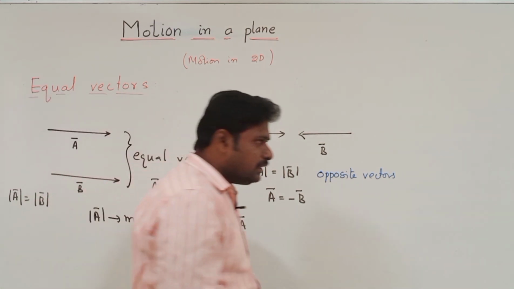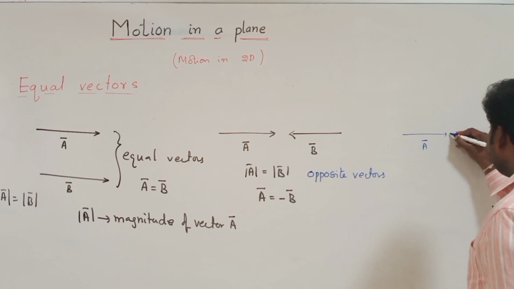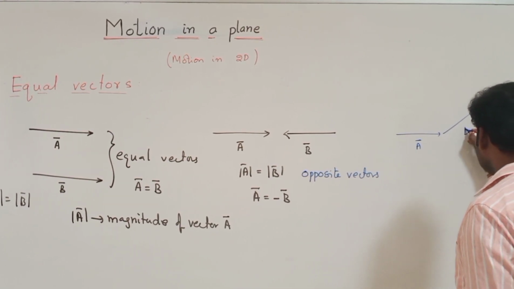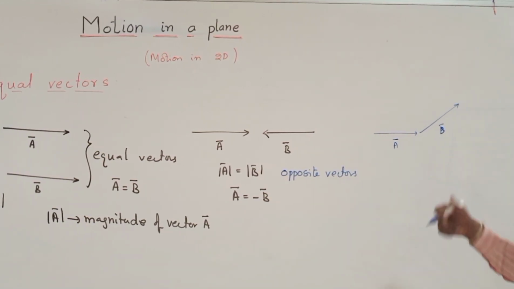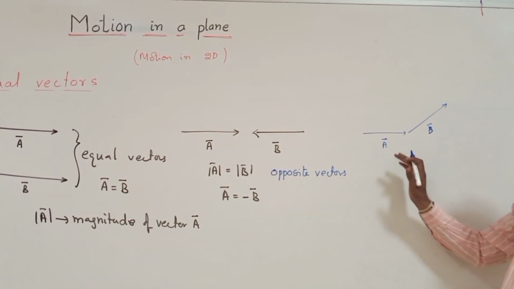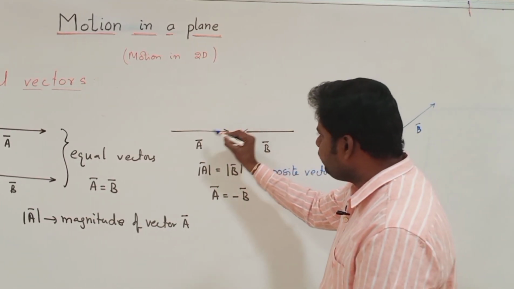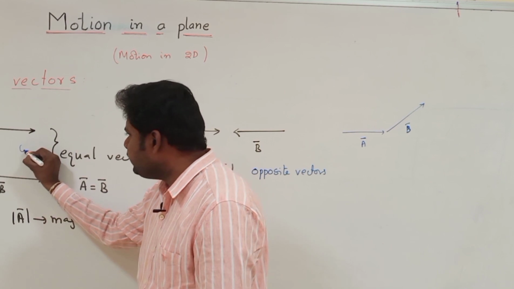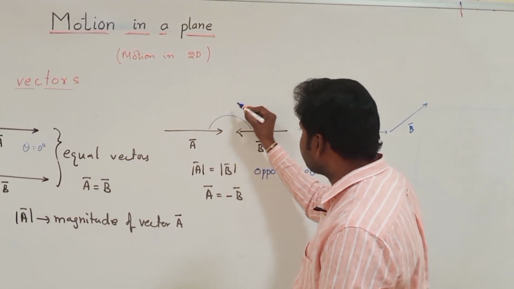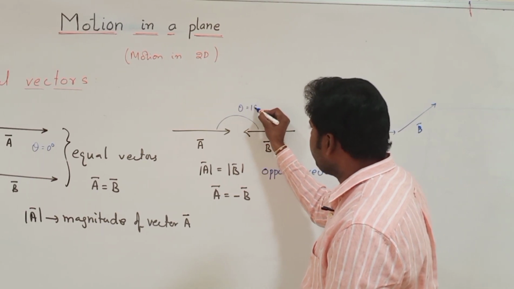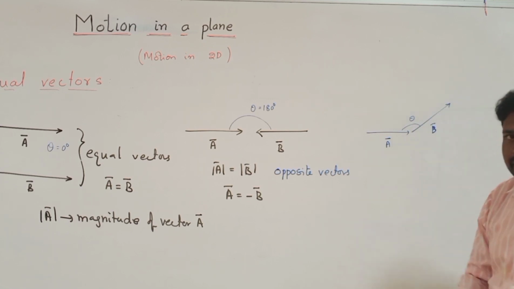Now another example, a vector A is there and vector B is there. I cannot call them equal vectors, and I cannot call them opposite vectors, because their directions are completely different. Here the equal vectors make an angle between them of theta equal to 0 degrees. Here the angle between the two vectors is theta equal to 180 degrees. Here there is some other angle. That will be referred to later.